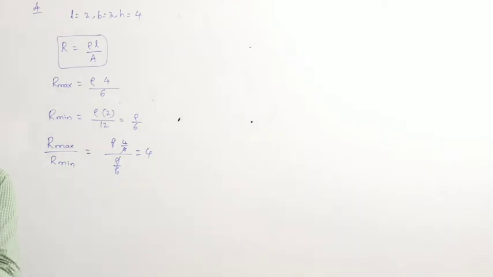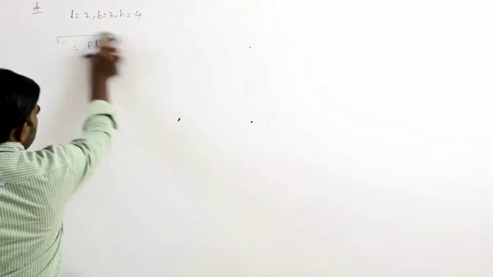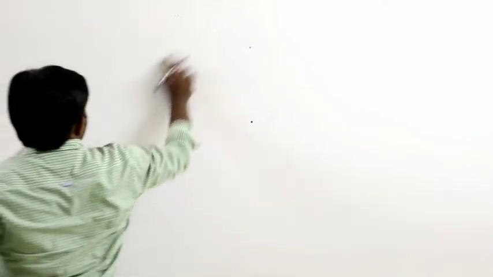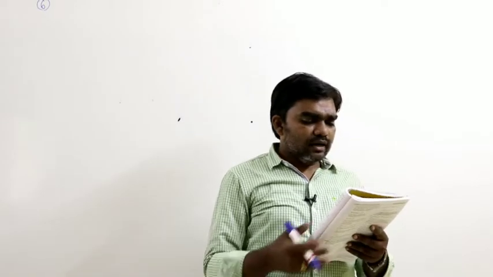Next. Sixth question, page number 108. Two wires of the same material have lengths 6 centimeters and 10 centimeters and radii 0.5 millimeter and 1.5 millimeter respectively. They are connected in series across a battery of 16 volts. The potential difference across the shorter wire is?